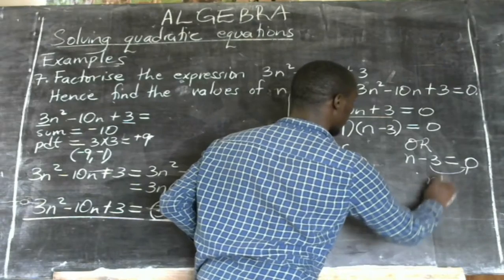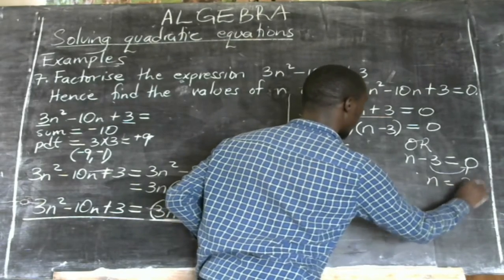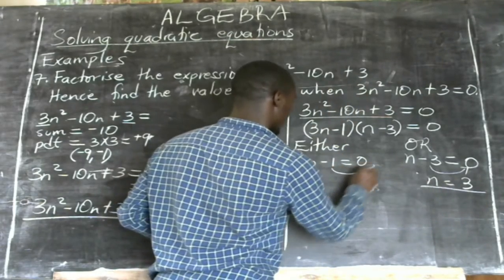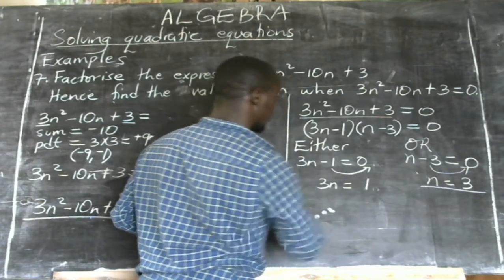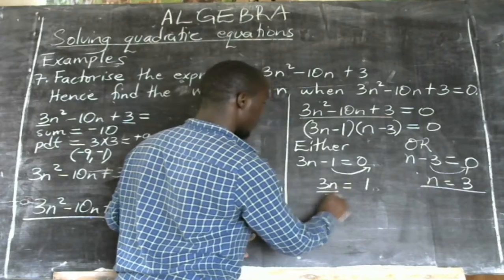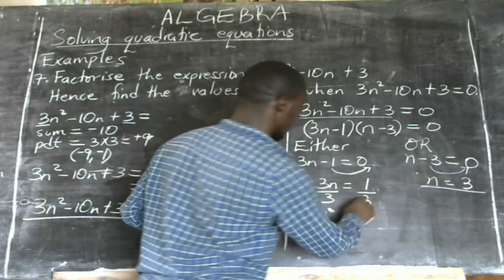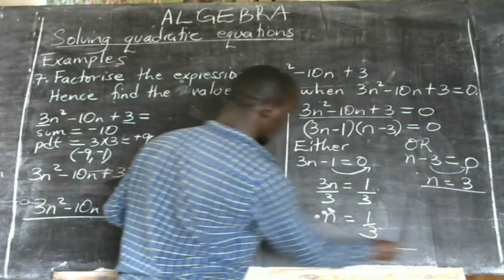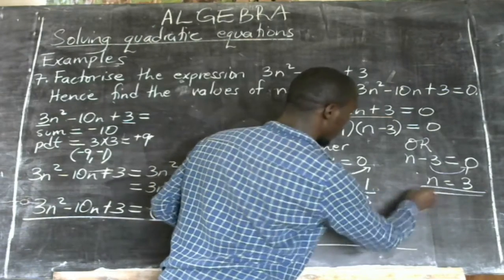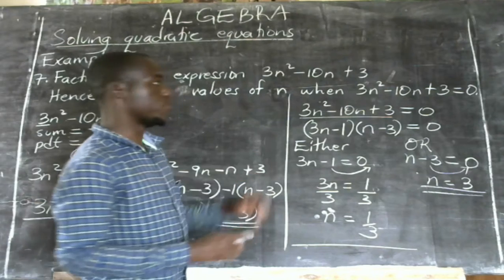Taking negative 3 that side, n is equal to positive 3. Taking 1 that side there, we shall be having 3n is equal to positive 1. Divide this side by 3 and that side by 3. n is going to be equal to 1 over 3. So we have that and also that value of n.